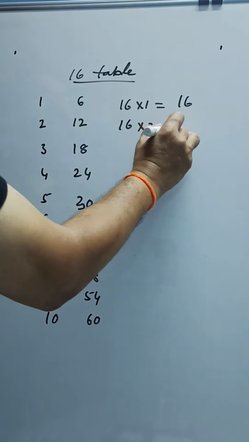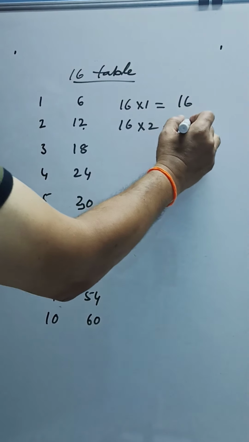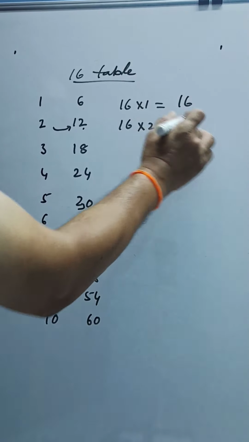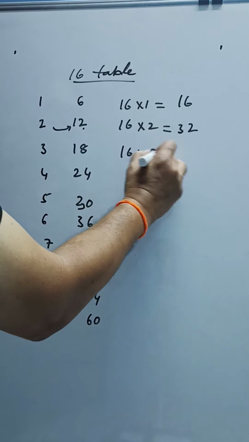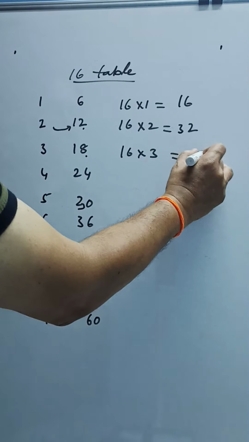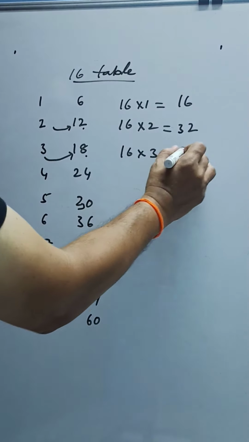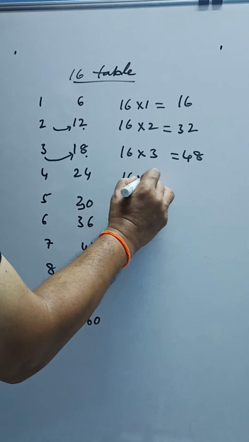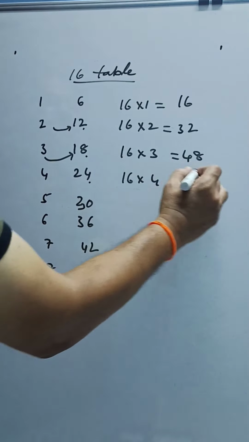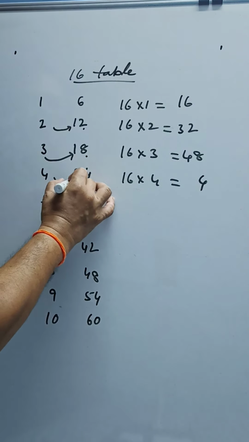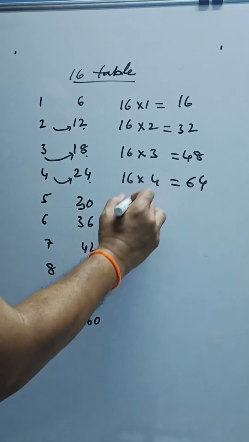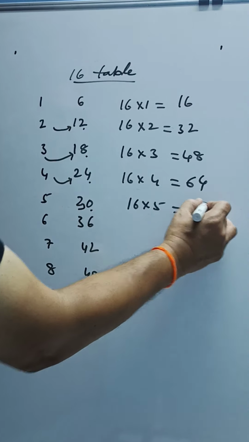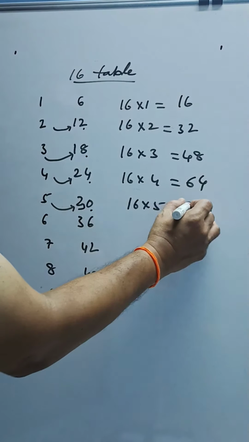To write 16 twos, 2 in the ones place, 2 plus 1 is equal to 3 in the tens place. 16 twos are 32. 16 threes are 8 in the ones place, 3 plus 1 is equal to 4. 16 threes are 48. 16 fours, I want to write 4 in the ones place, 4 plus 2 is equal to 6. 16 fours are 64. 16 fives are 0 in the ones place, 5 plus 3 is equal to 8.